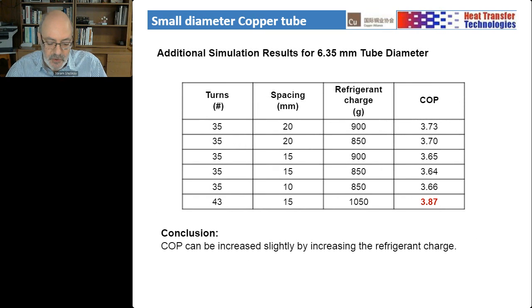This table shows the coefficient of performance change using quarter-inch tube and various number of turns. With 43 turns and 15 millimeter spacing, the COP is the highest at 3.87.